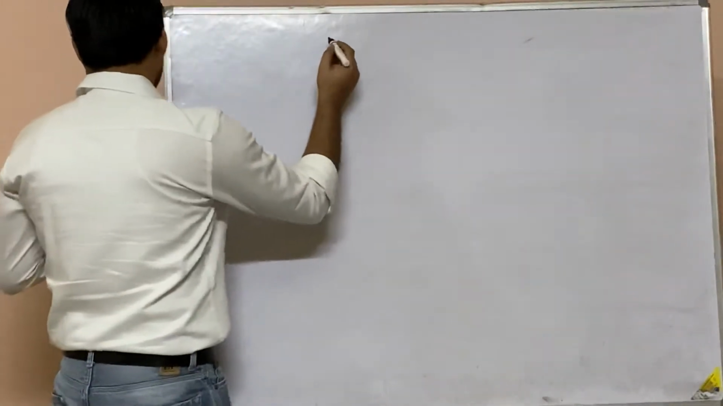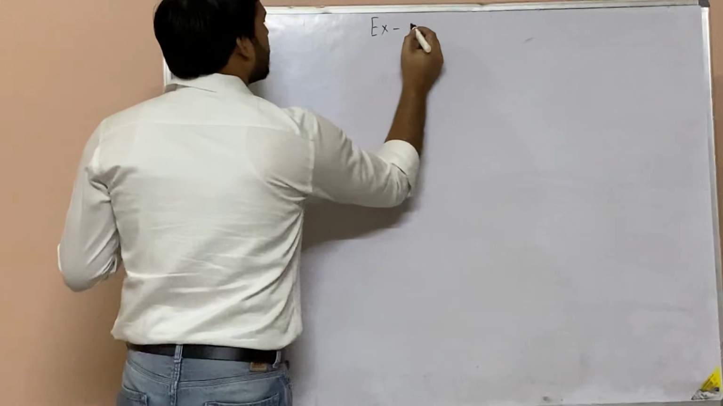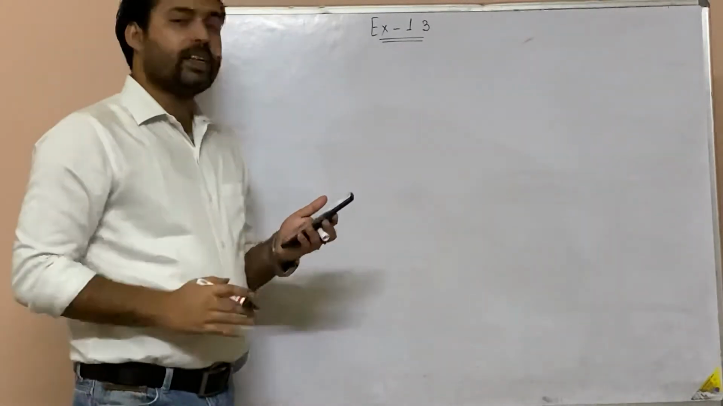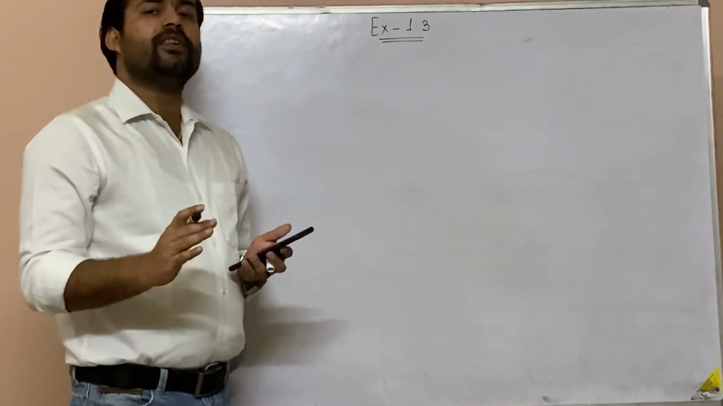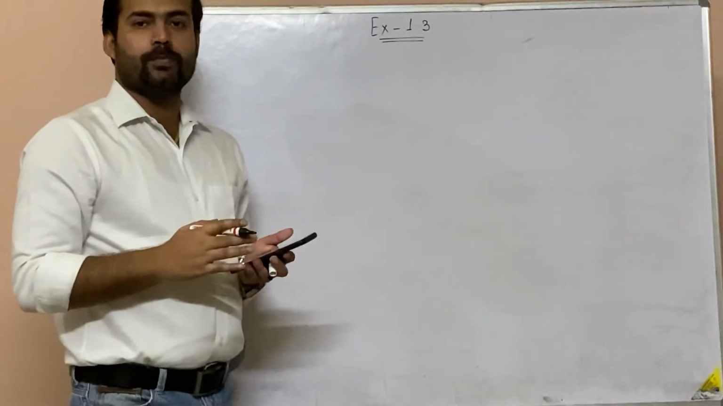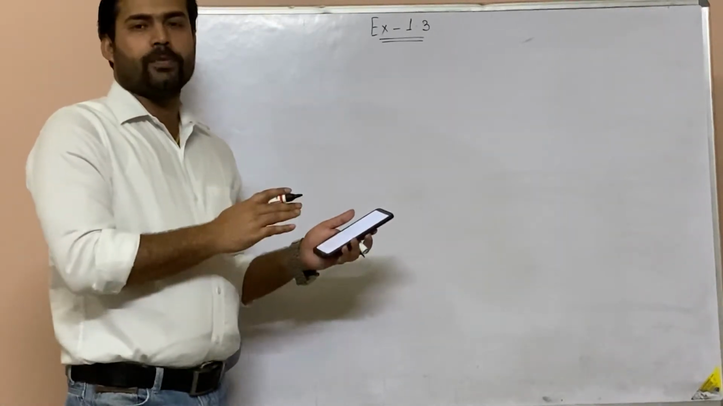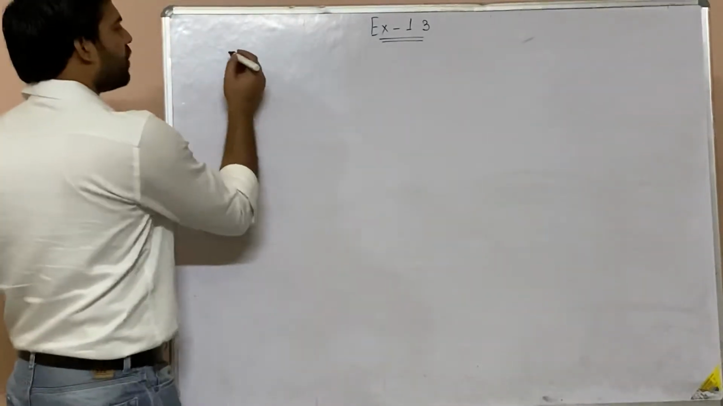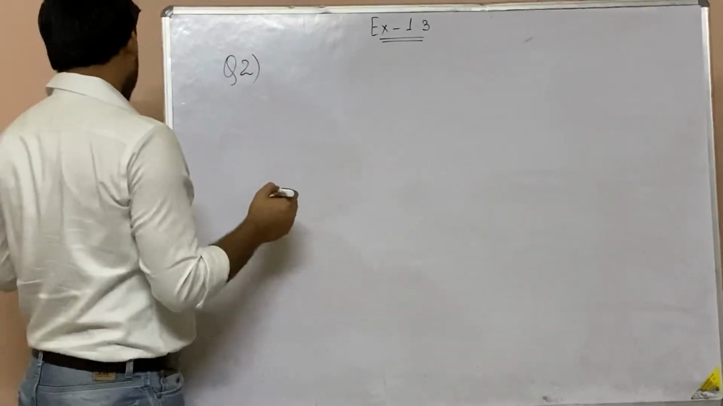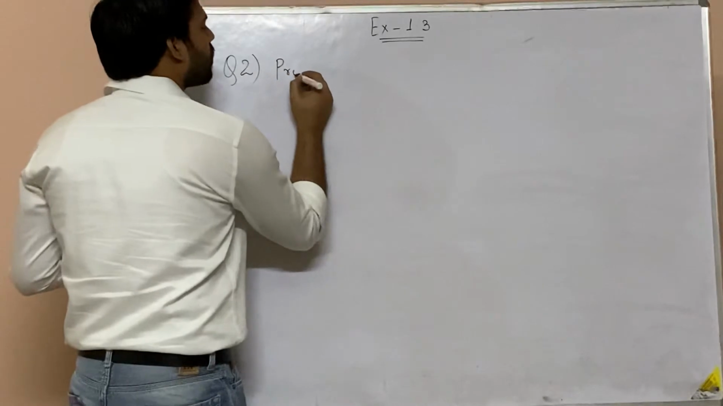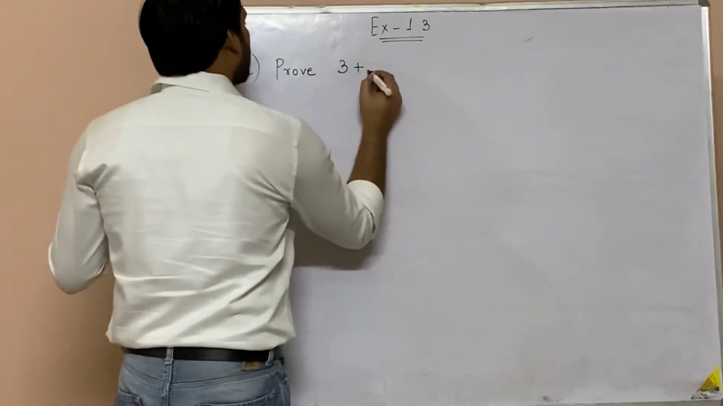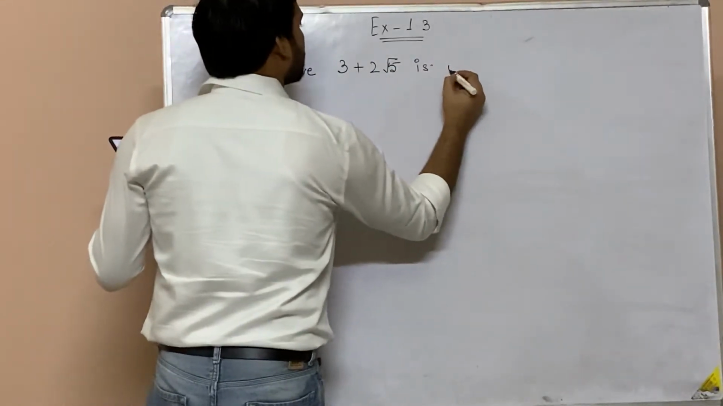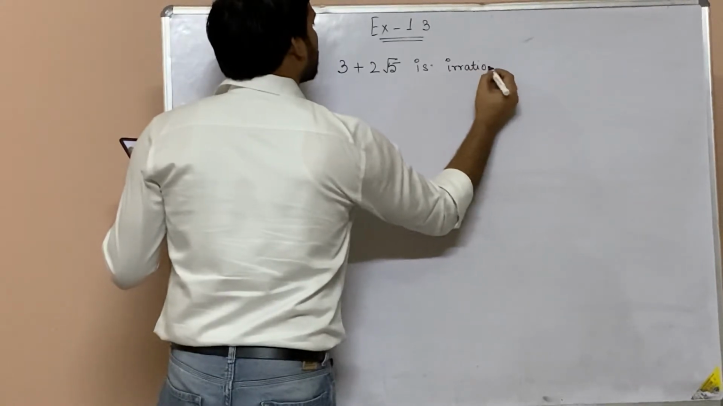Now let us see our exercise 1.3. The first question I would expect each and every one of you to solve, that is proving root 5 to be irrational, just similar to the way we proved root 2 in the previous video that I have uploaded. That is our first question. So I am starting off with question number 2, which states: prove that 3 plus 2 root 5 is irrational.